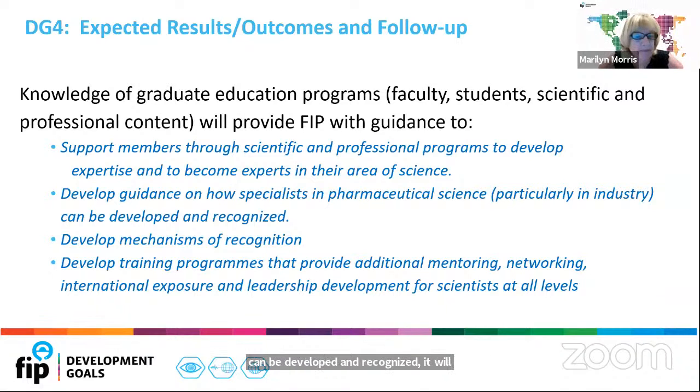It will develop mechanisms of recognition. What should be recognized? How can we do this? And develop training programs that provide additional mentoring, networking, international exposure, and leadership development for scientists at all levels. Through this graduate survey, we'll be able to obtain the knowledge really to support developmental goal 4, as well as other developmental goals. Next slide.